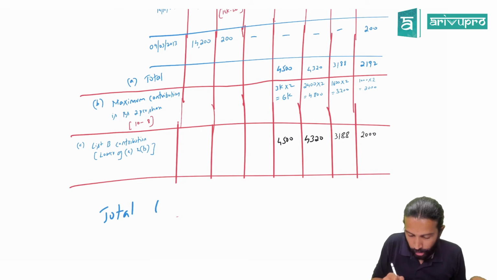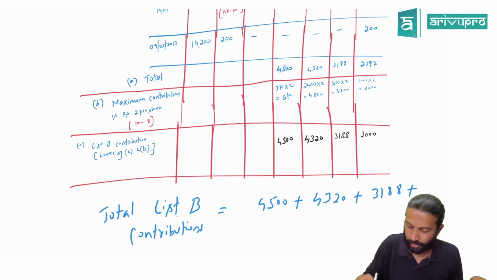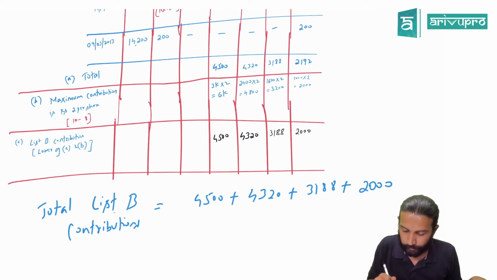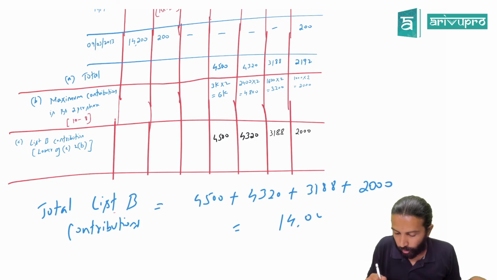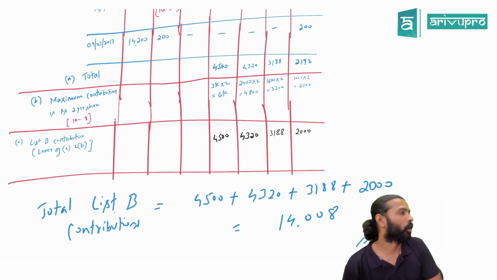Total list B contribution is how much? If you add all this, it is nothing but 4,500 plus 4,320 plus 3,188 plus 2,000. Add all that. How much are you getting the maximum contribution to be? 14,008. That is your answer. This is how list B contributions work.